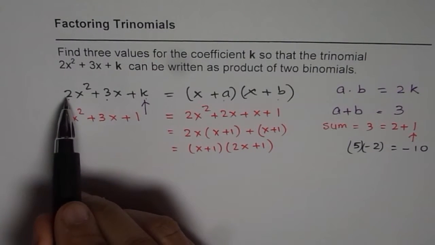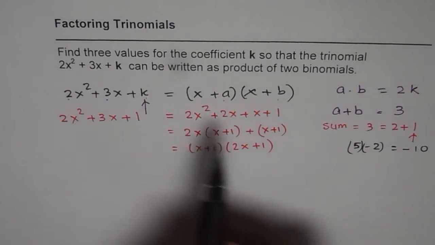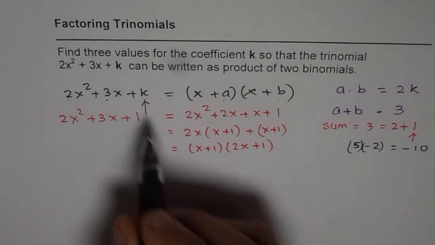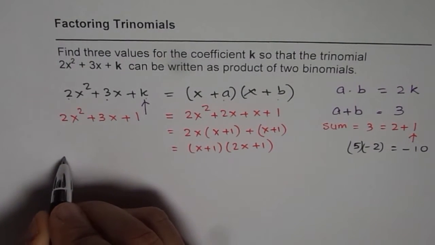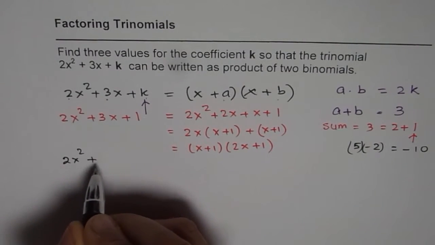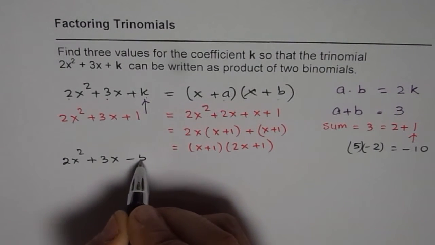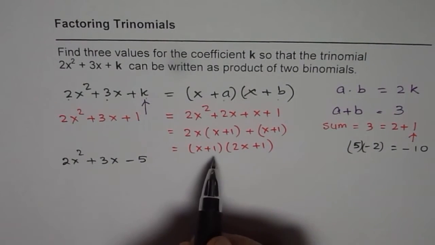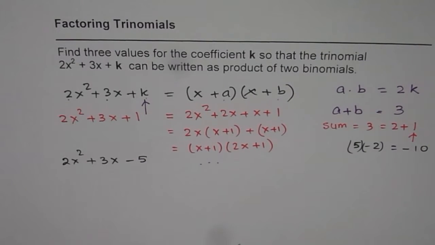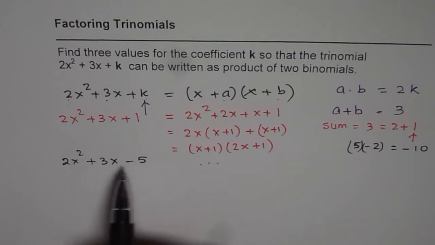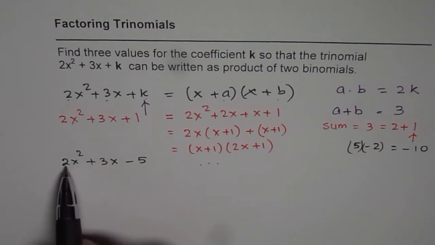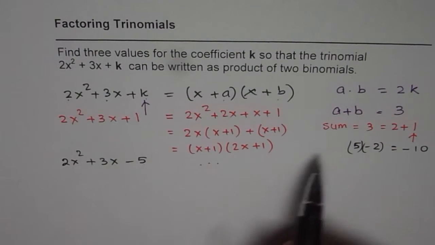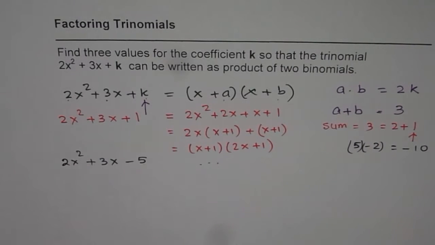Now I have 2 here. To get minus 10, k should be negative 5. That is what I'm trying to say, right? So we can try with that. So another option is 2x squared plus 3x minus 5. And this can be factored. I'm not doing this factoring for you. You do it and find out what the factors could be. But surely this gives us a combination. Product is minus 10, sum is 3. So we could use plus 5 and minus 2 to get the answer, right?